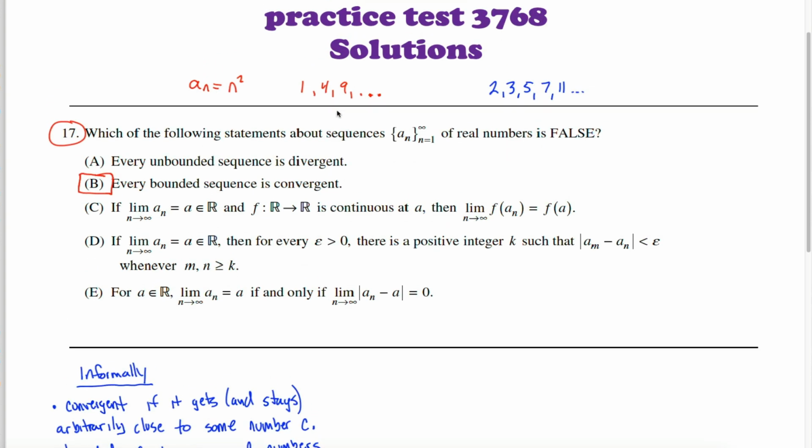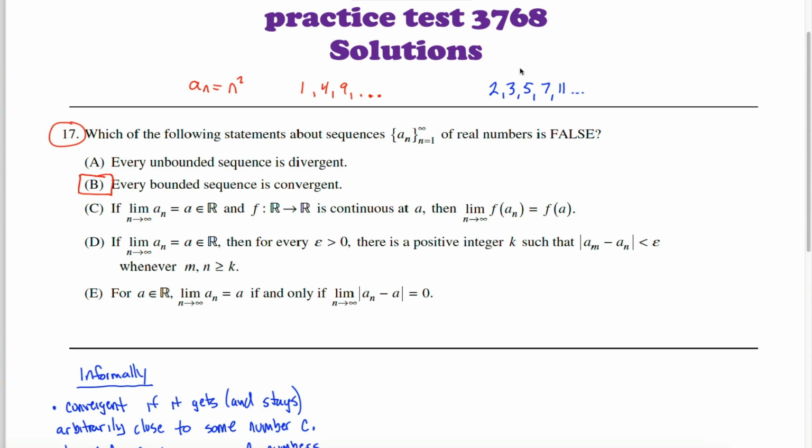And it's unbounded because, while it does have a lower bound, 1 would serve as a lower bound, it doesn't have an upper bound. Pick whatever large number you want for the upper bound, and I could find an n so that n squared is greater than your number. Same idea over here: this thing's not convergent, and this thing's not bounded.